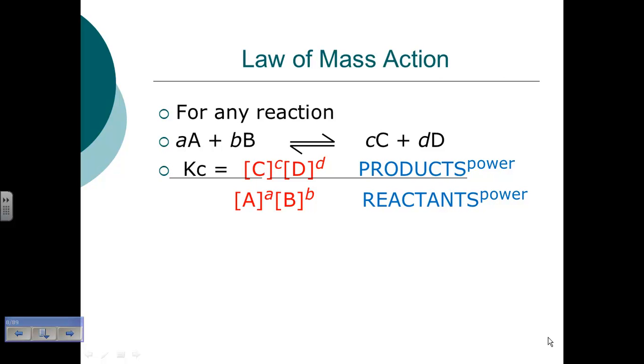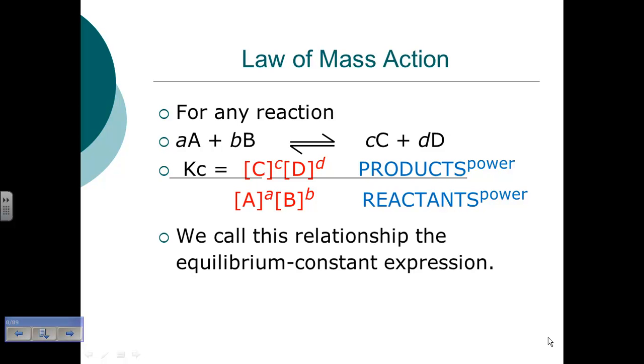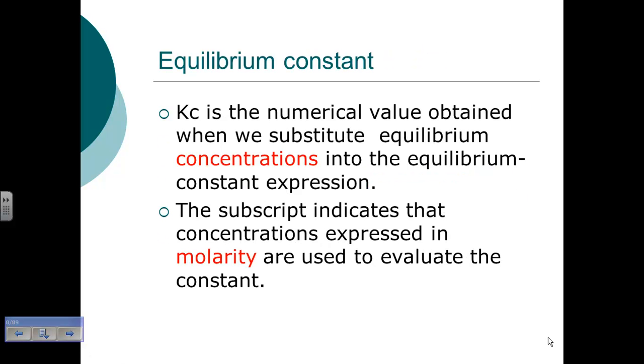Brackets stand for big M, molar units. Products over reactants, coefficients become the power with which we raise them, and we get this expression called the equilibrium expression. So we call this relationship of products over reactants the equilibrium constant expression. Products over reactants. If I say it enough, hopefully it sticks.